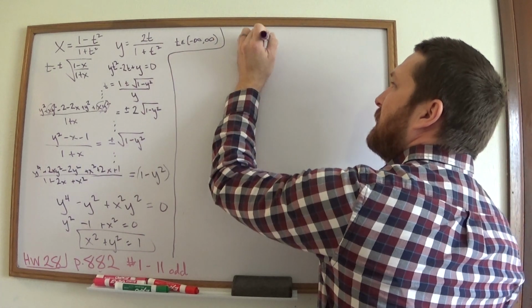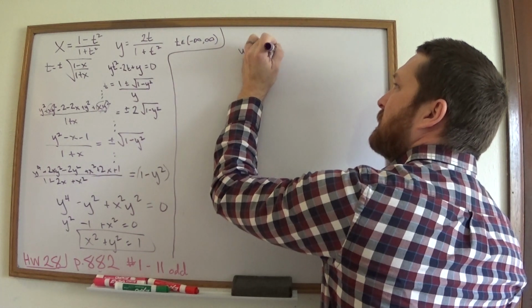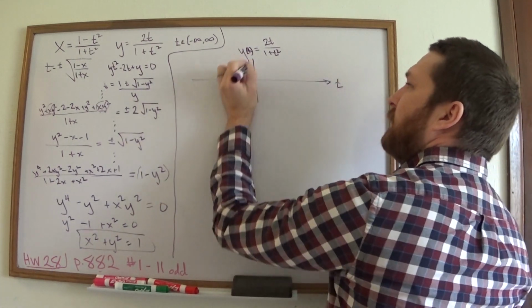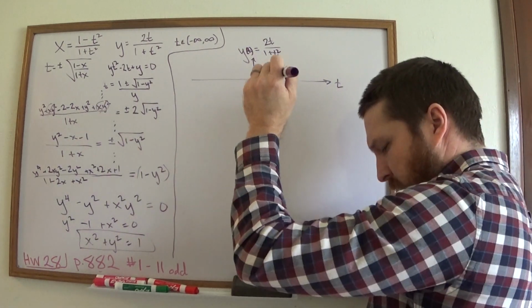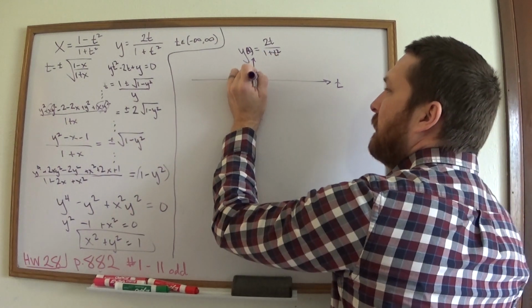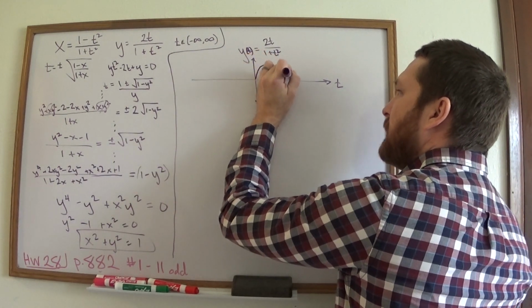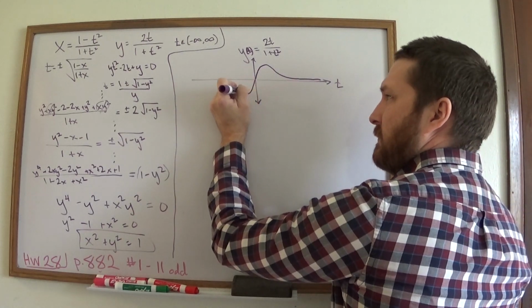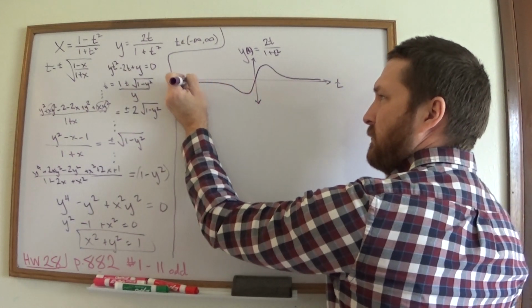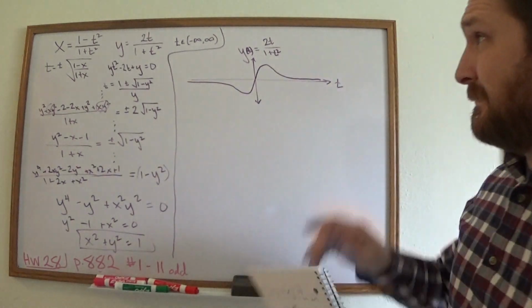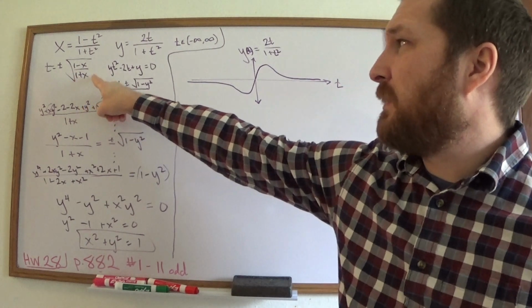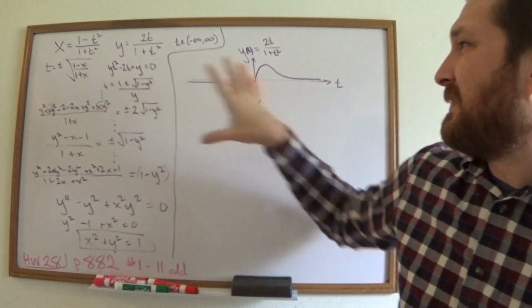Y of t is 2t over 1 plus t squared, and if we graph it, t is my input, y is my output. It looks like this. It pops up, and it comes down, and it approaches that. It drops, points down, and turns out that with these, you never need to worry about imaginary numbers popping out because of this type of thing.